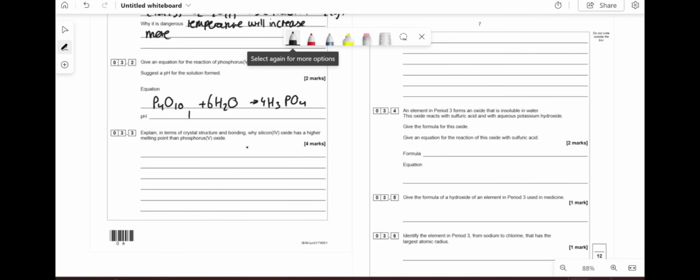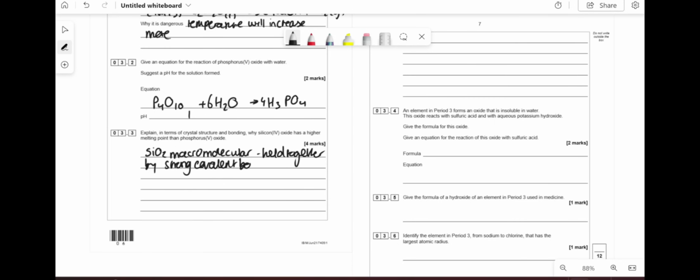This should be 3 marks, because if you follow that sort of process, you'll always get those marks. Okay, so silicon oxide is macromolecular. So SiO2 is macromolecular, which means it's held together by strong covalent bonds. So those are the bonds that you're breaking, which require a lot of energy to overcome. That's what you need to say. You need to describe the bonds, so macromolecular. You need to describe that they are held by strong covalent bonds which require a lot of energy to overcome.